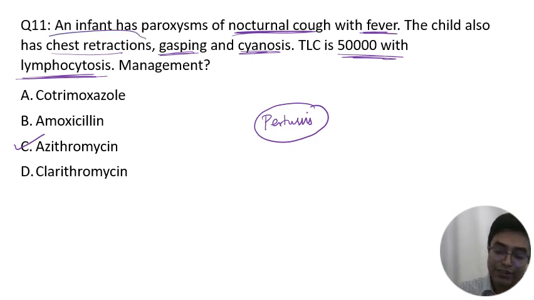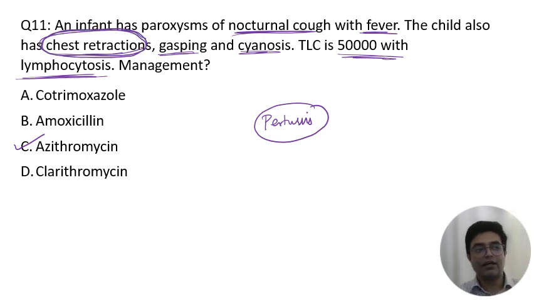Why is there chest retraction? Some students said, sir, is this pneumonia developing? Yes, pneumonia might have happened. Pneumonia is a known complication of pertussis. Drug of choice remains the same because it is caused by Bordetella pertussis. Secondly, chest retractions can sometimes be a feature of the gasping effort, and it can be a part of the general illness in the child also.